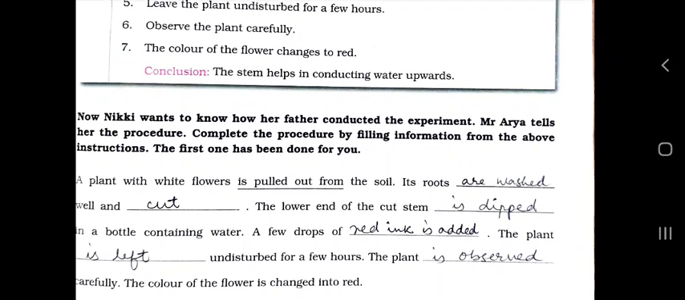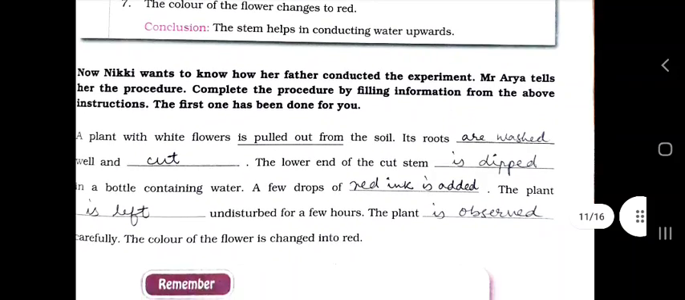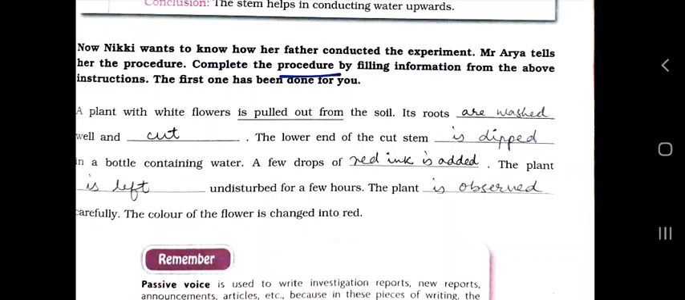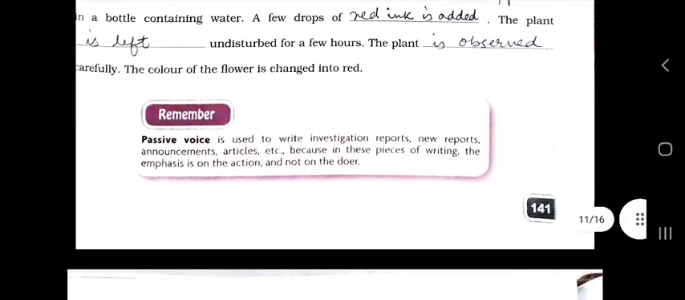Now Nikki wants to know how her father conducted the experiment. Mr. Arya tells her the procedure. Complete the procedure. Procedure means the process, by filling in information from the above instructions. The first one has been done for you. A plant with white flowers is pulled out from the soil. Its roots are washed well and cut. The lower end of the cut stem is dipped in a bottle containing water. A few drops of red ink are added. The plant is left undisturbed for a few hours. The plant is observed carefully. The color of the flower changes into red.